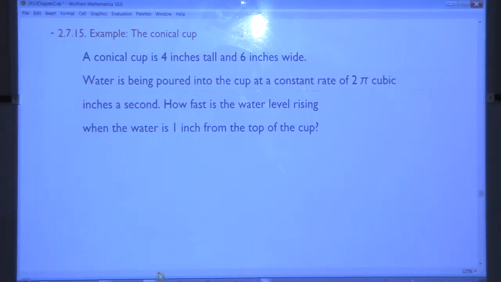A conical cup is 4 inches tall, 6 inches wide. Water is being poured into the cup at a constant rate of 2 pi cubic inches per second. How fast is the water level rising when the water is 1 inch from the top of the cup?